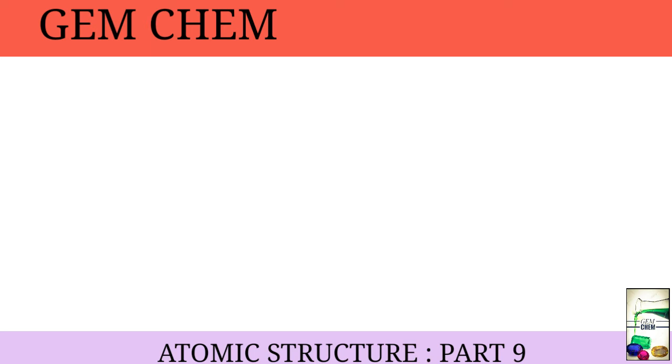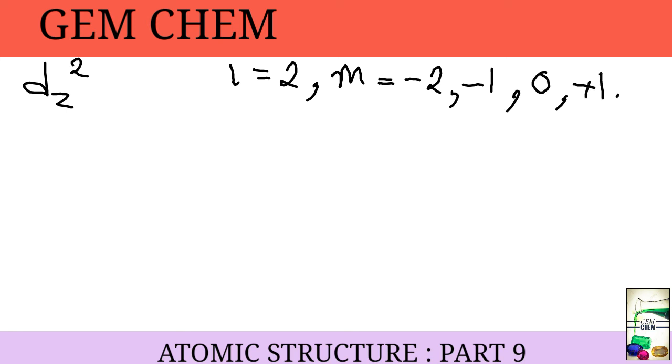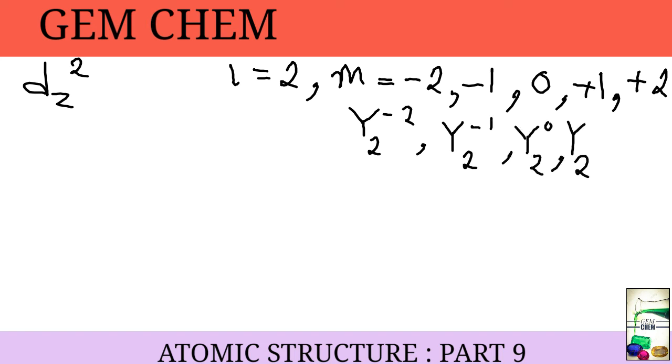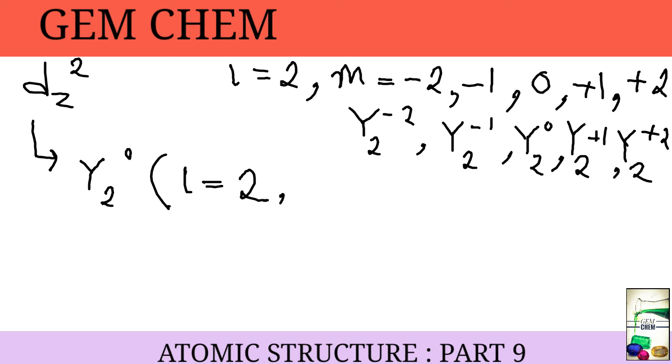Now let us see for dz square. Now what are the spherical harmonics which are present here? We know L equal to 2 and m belongs to minus 2, minus 1, 0, plus 1 and plus 2. We have already seen magnetic quantum number, so we can see this. And for spherical harmonics, it will be Y 2 minus 2, Y 2 minus 1, Y 2 0, Y 2 plus 1 and Y 2 plus 2, right?